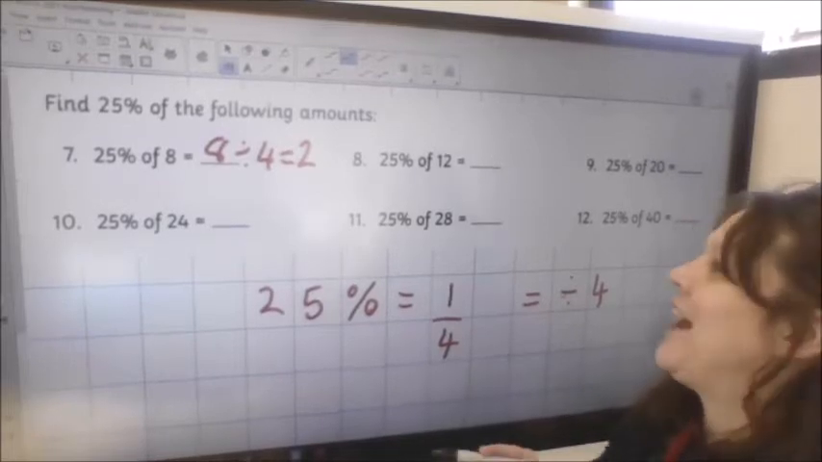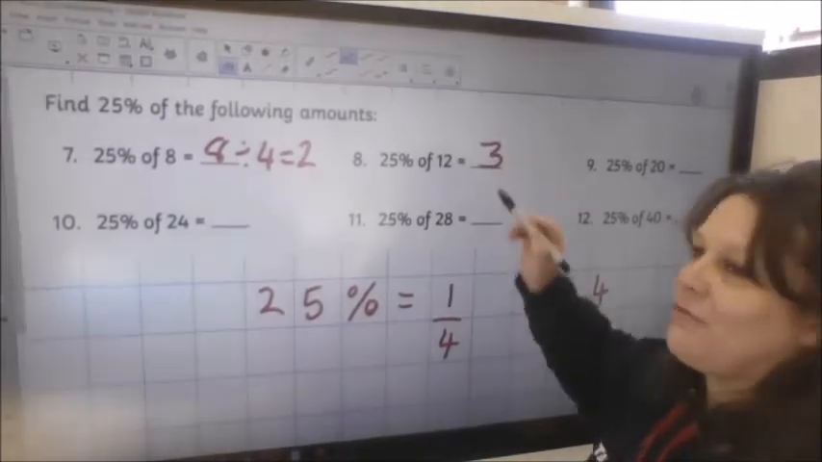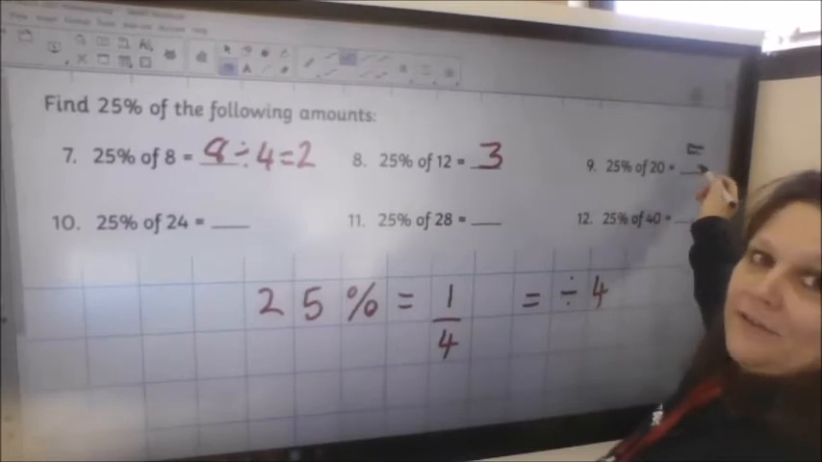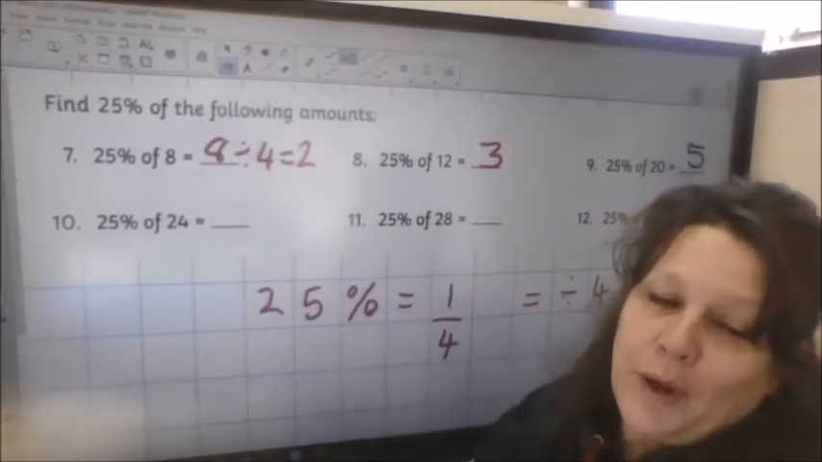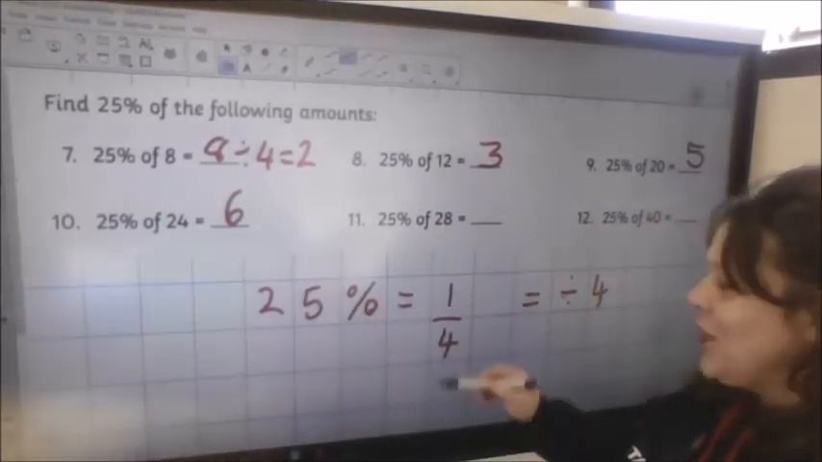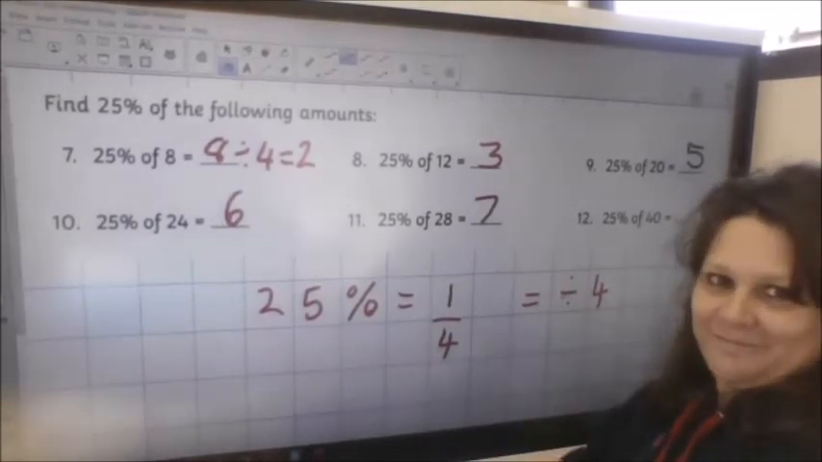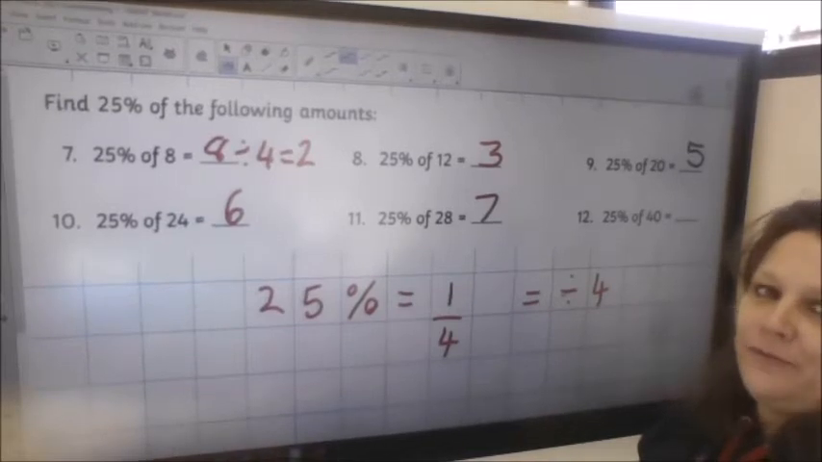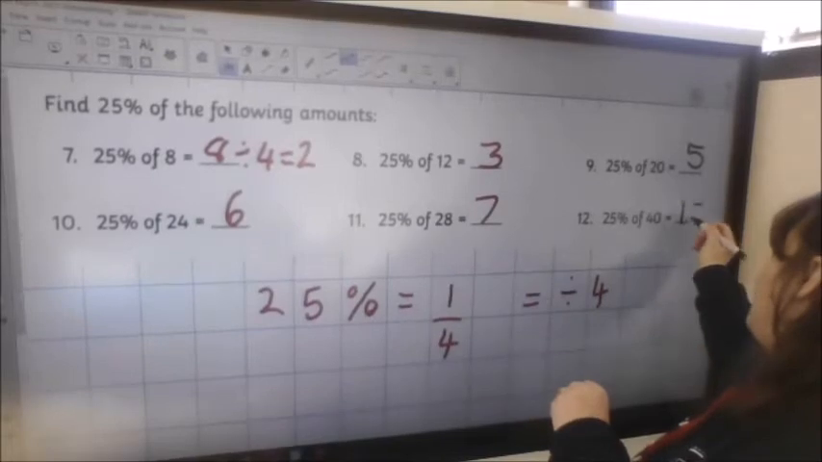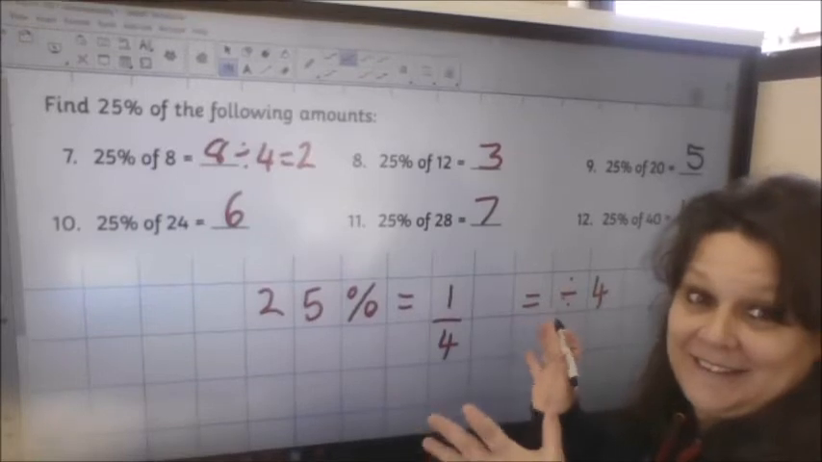Okay, Year 6, let's see how you've got on then. 25% of 12, 12 divided by 4 is 3. 25% of 20, 20 divided by 4, it's 5. 25% of 24, 24 divided by 4, which is 6. 25% of 28, 28 divided by 4, 7. And finally, 25% of 40, 40 divided by 4, which is 10. Almost gave the answer away. How easy is that?